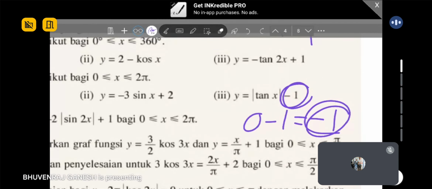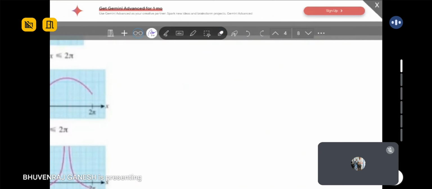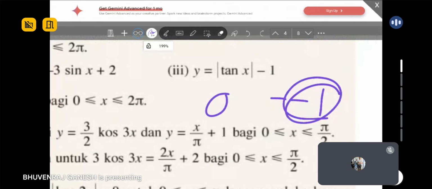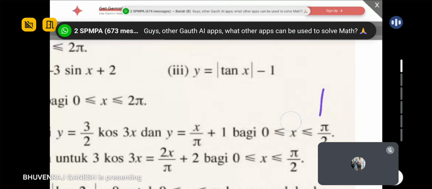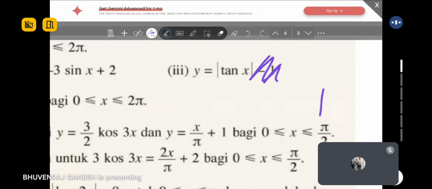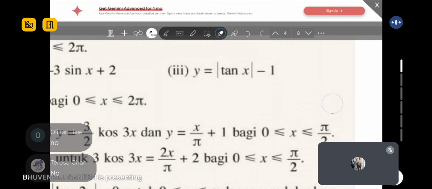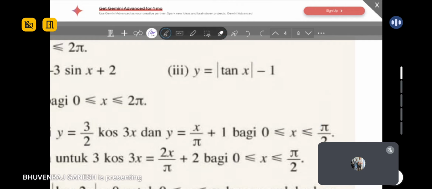Okay? Tapi let's say sekarang saya ubah soalan. I change the question. Y sama dengan modulus tangent X sahaja. Adakah saya ada nilai negatif? Yes or no? Let's say tak ada tolak 1. So ada tak nilai negatif untuk graf yang ni? Will you get negative answer? Okay, you won't get. Kamu takkan dapat. Okay, because modulus graph hanya boleh positif sahaja.